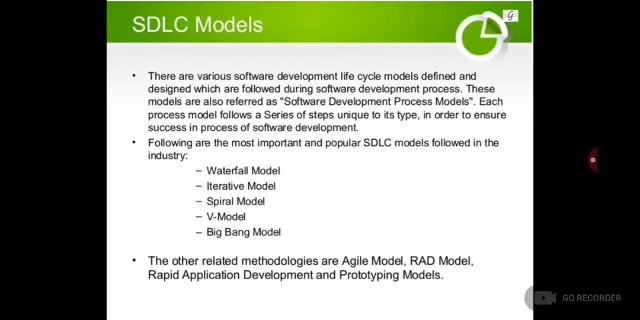There are various software development life cycle models defined, also called software development process models. They are waterfall model, iterative model, spiral model, V model, Big Bang model. The other related methodologies are agile model, rapid application development, and prototyping model.